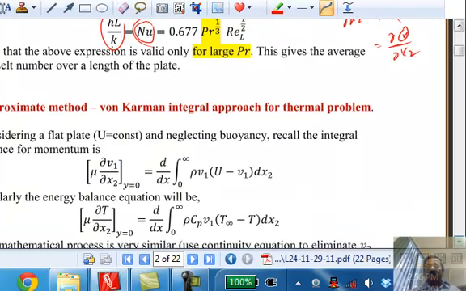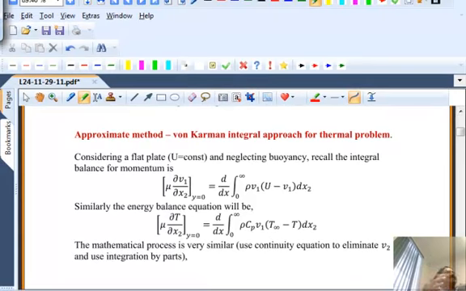I'm going to go through again because it's important for you to be exposed to this one common integral method. It's the same problem. Again, this is from Bird, Stewart, and Lightfoot directly. Do you remember what the momentum integral method is? How did we do that? What was the basic idea? Exactly, that is the key idea.